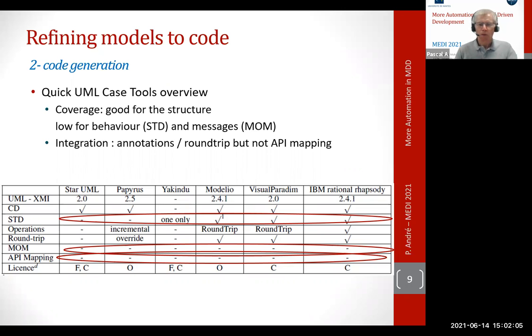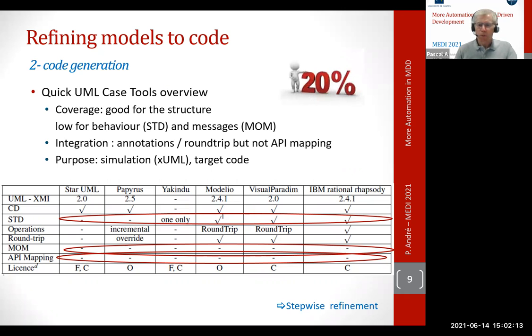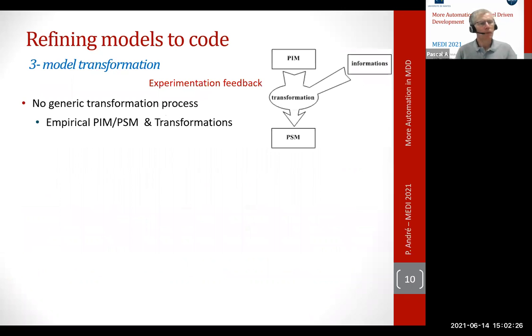Note that the code generator can be used for simulation purposes or to build the target code. The result is often disappointing. We note here 20%, especially for the behavioral and communication parts. Thus, stepwise refinement is necessary. This is the third way, with model transformation.